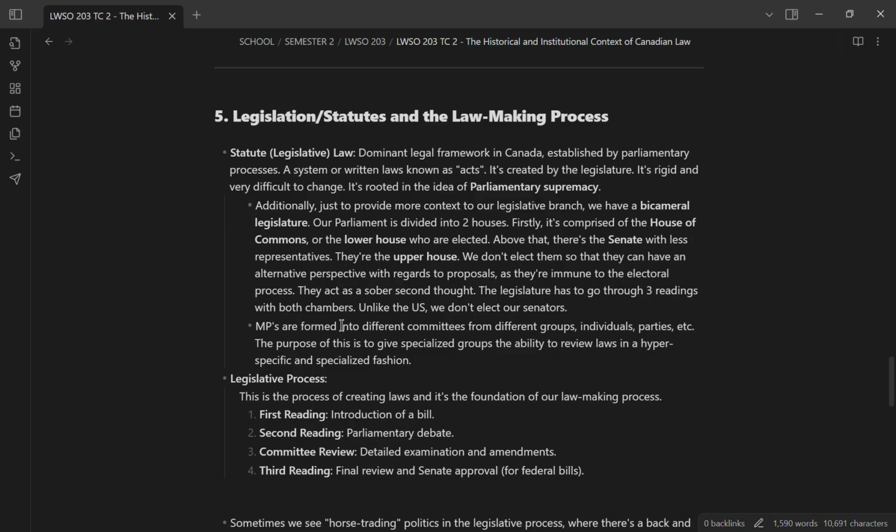Again, like I discussed earlier, we have a bicameral legislature. Our parliament is divided into two houses. Firstly, it's the House of Commons, which is the lower house, and above that there's the Senate, which is the upper house. The Senate naturally has less representatives, with the House of Commons having more.